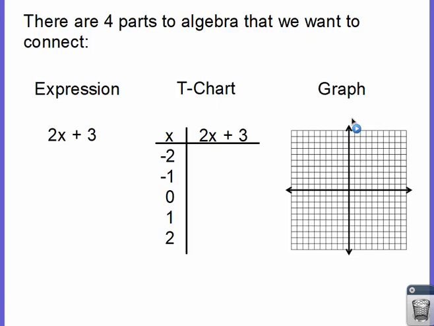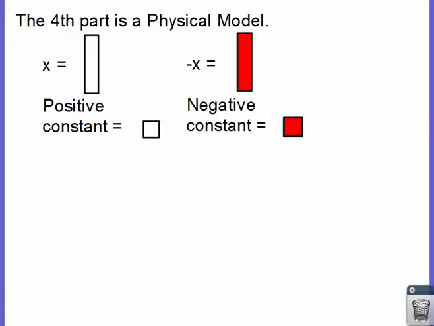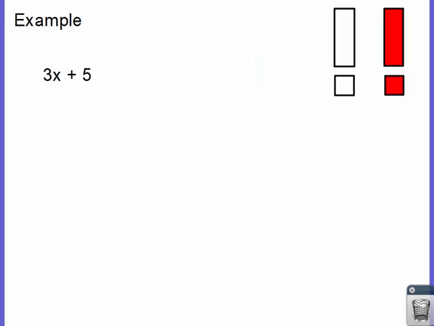Well, there is a 4th part, and the 4th part is actually creating a physical model, where we use longs to represent our variables, and we use squares or unit squares to represent our constants. So the first part of this lesson is, how do I create a physical model of an expression? Let's see if we can do that. Remember, the longs represent our variables and the squares represent our constants. If they're open, it's positive. If they're closed, they're negative.